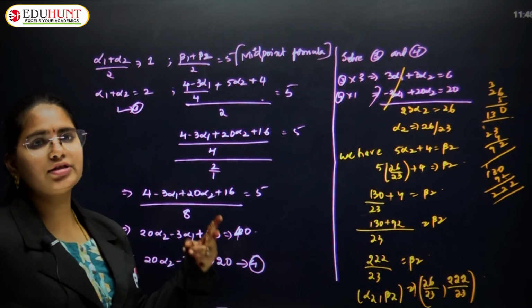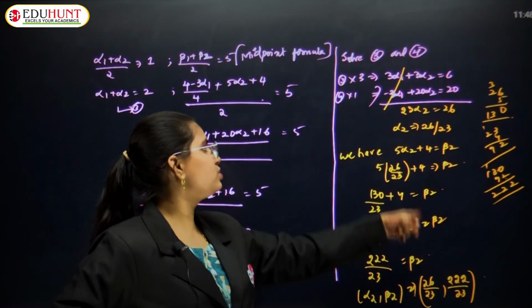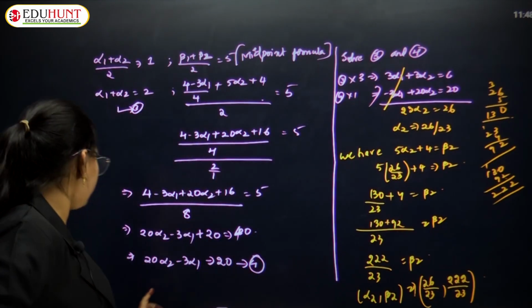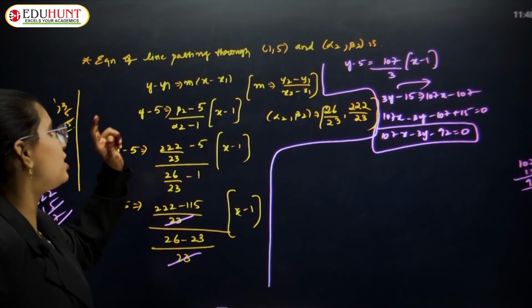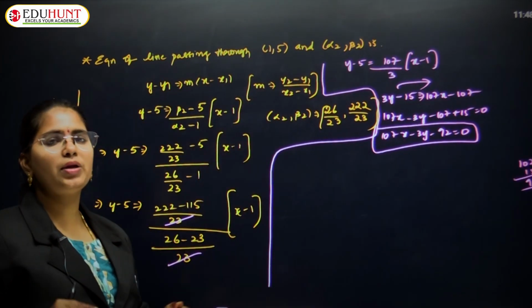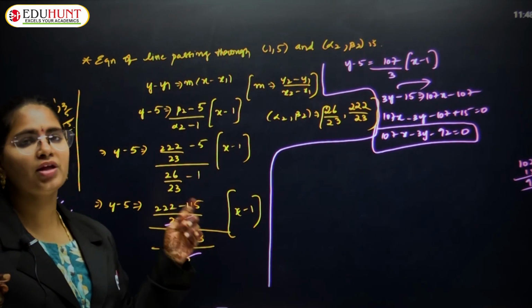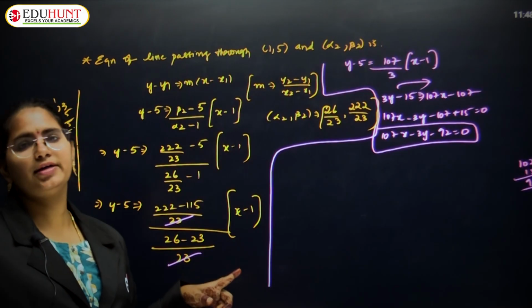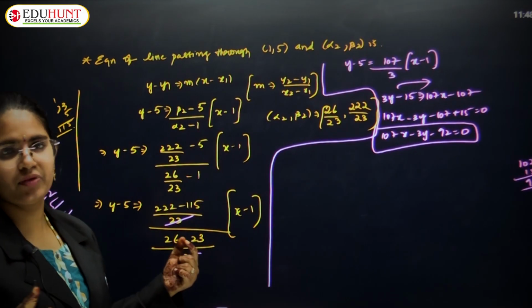So I found the alpha 2 and beta 2 coordinates by using the elimination method. After finding alpha 2 and beta 2, I need to find the line segment which is passing through (1, 5) and (alpha 2, beta 2). Some people can find the line segment passing through (1, 5) and (alpha 1, beta 1). In both cases, you will get the same line equation.